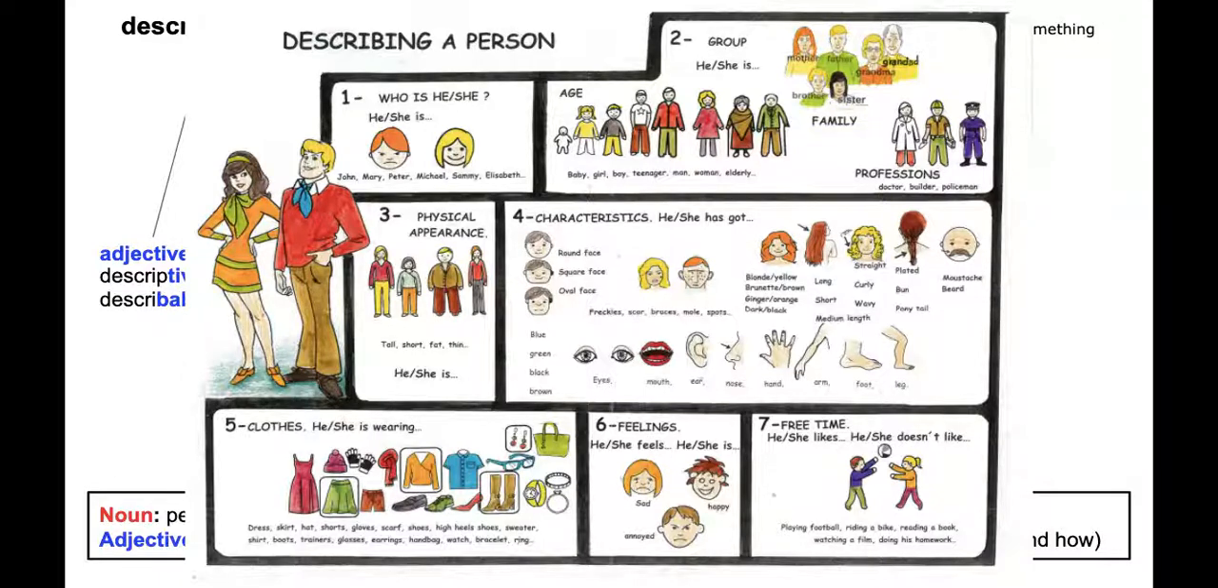We can say whether it's a man or a woman, a boy or a girl. We can talk about what group they belong to, if they're a mother, an aunt, or a granddad or a brother. We can even talk about the characteristics of their face, or you could talk about what they're wearing. You could say what they enjoy to do in their free time, or you could talk about their feelings, sad, happy, annoyed. So there are a lot of ways to describe a person.